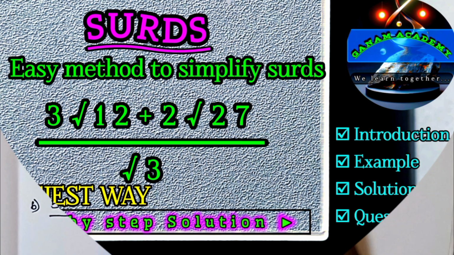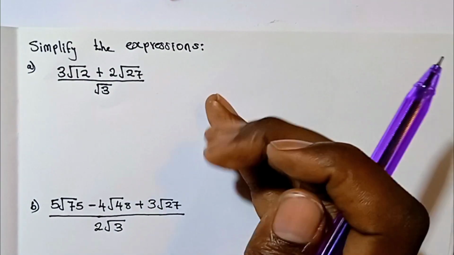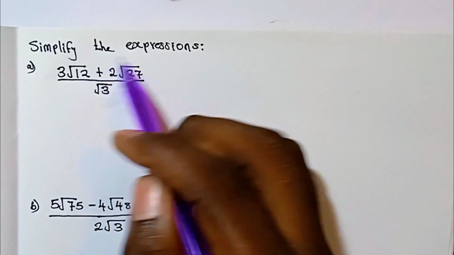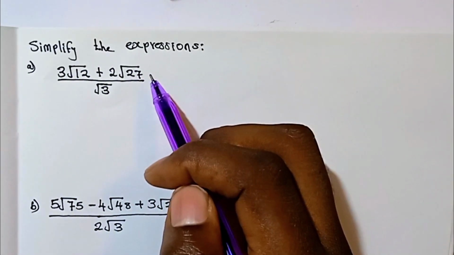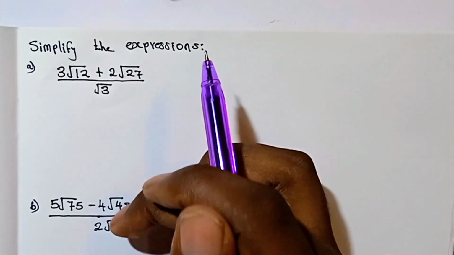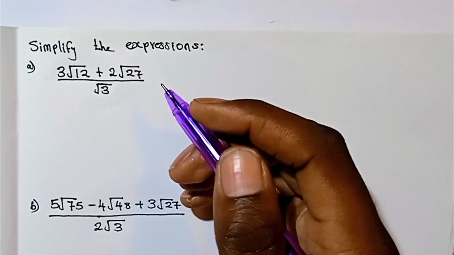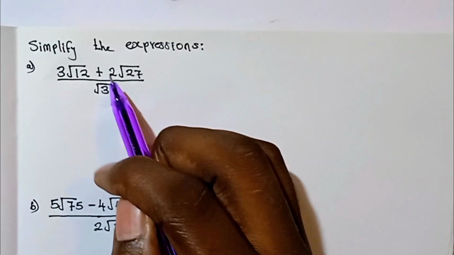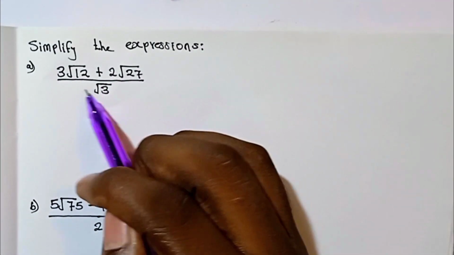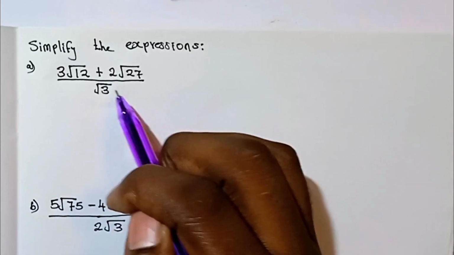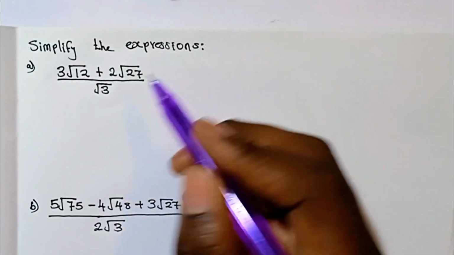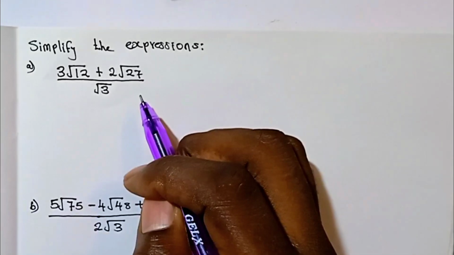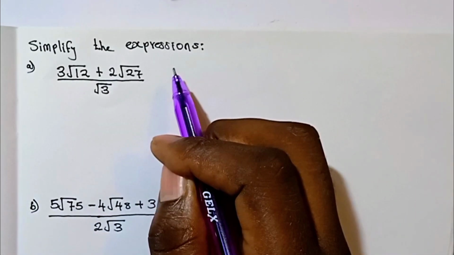So we have these two questions. I'm going to illustrate using these two questions. We have this question that says simplify the expression. Actually, it is two of them for now, but I'm going to add another one as we progress. So we have 3 root 12 plus 2 root 27, the whole of it divided by root 3. The first thing to understand is that this is a Surds question and we need to just simplify.